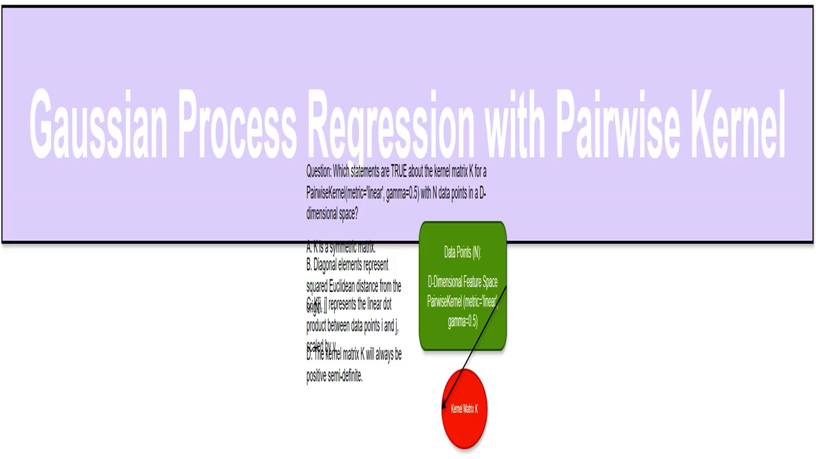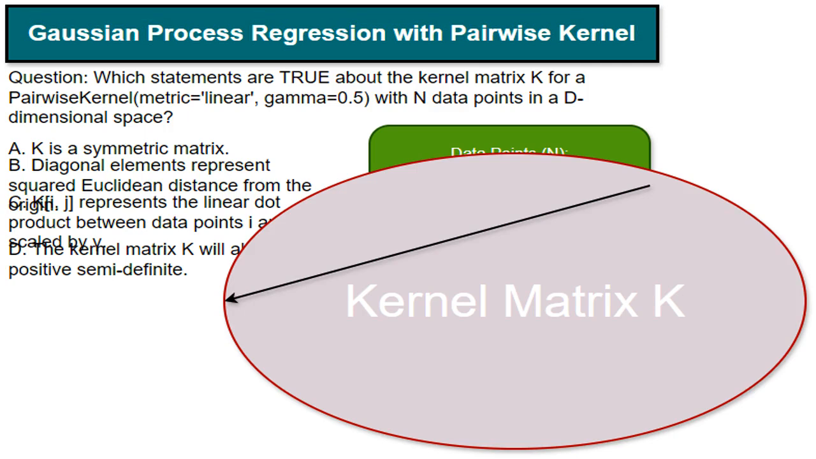This is a multiple-choice question evaluating my understanding of how a PairwiseKernel with a linear metric functions and the properties of the resulting kernel matrix. Specifically, I need to determine which statements accurately describe the resulting kernel matrix. I'm using a Gaussian process regression model to understand relationships within my data. The core of this model relies on a kernel function to express how similar data points are, and PairwiseKernel provides that function using the linear metric and gamma value described earlier.